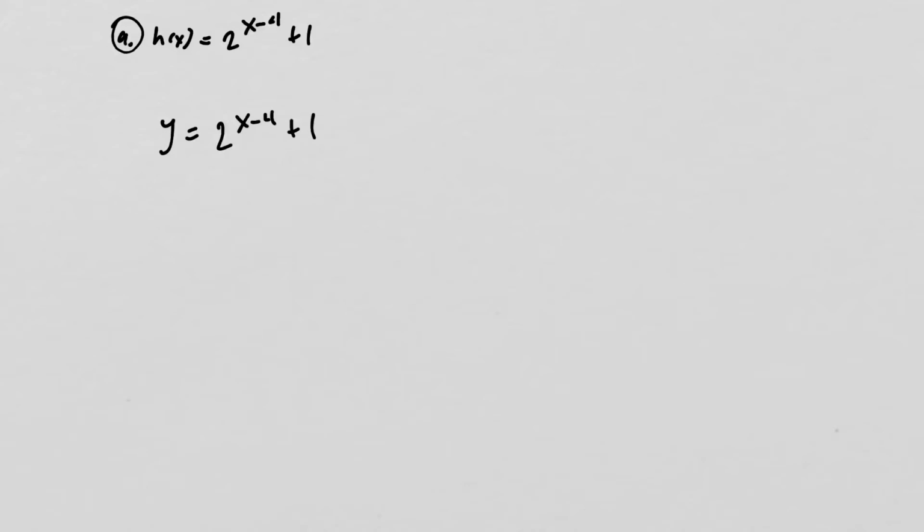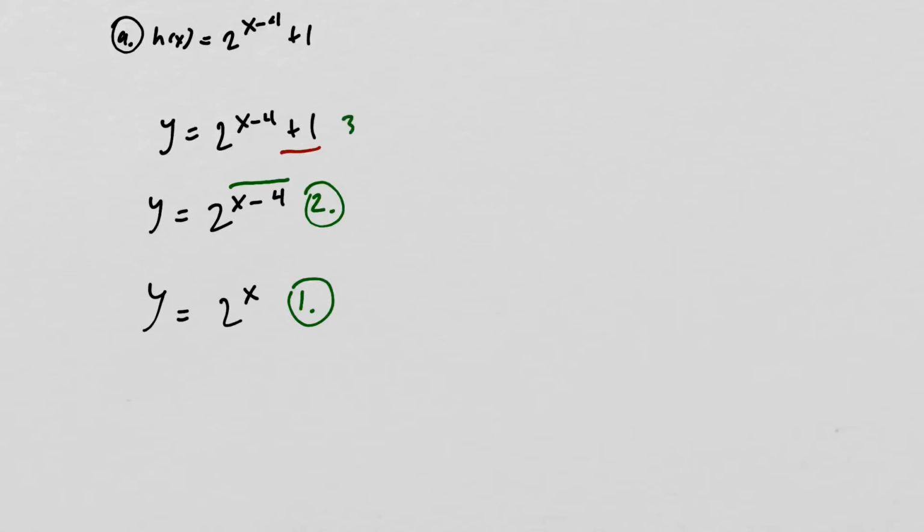So here, let's go ahead and get rid of this transformation. This becomes y is equal to 2 raised to the x minus 4. And now, let's go ahead and peel off this transformation, and we're left with y is equal to 2 raised to the x. We'll go ahead and number these in order. Here's our original function, here's our first transformation, and here's our third transformation.